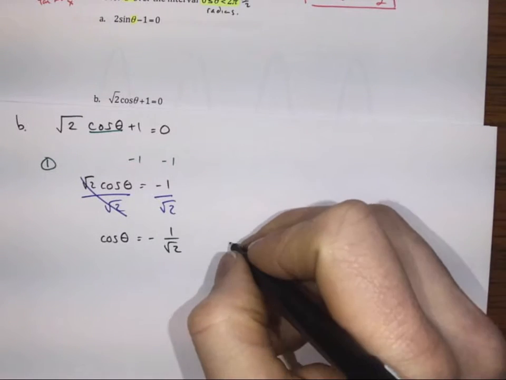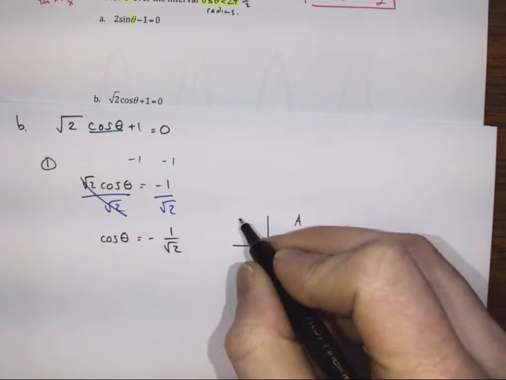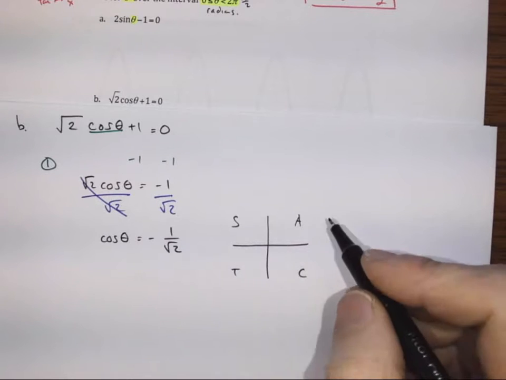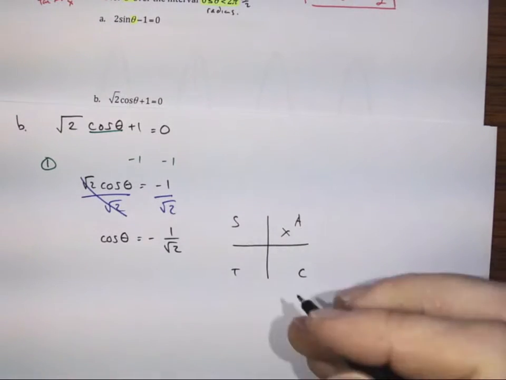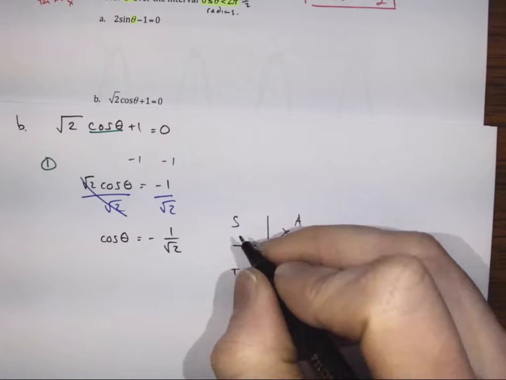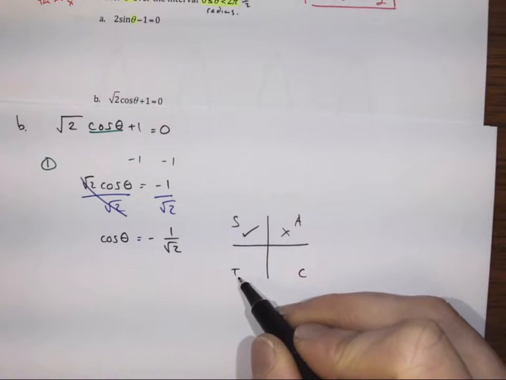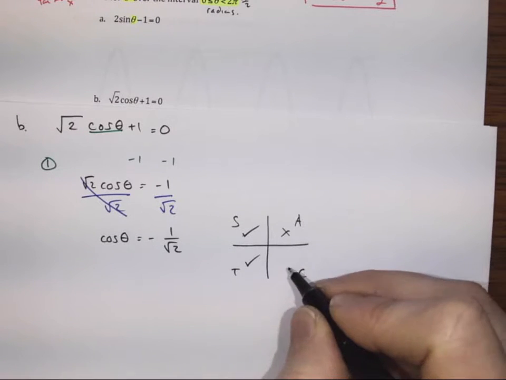And now cosine is negative. Okay, so what quadrants can we be in here? If we think about All Students Take Calculus, if cosine is negative, we're not going to be in this quadrant because everything's positive in this quadrant. Only sine is positive in this one, meaning cosine is negative. Okay, so that's good. Only tan is positive in this quadrant, meaning cosine's negative, and cosine is positive here, so it's not going to be here.